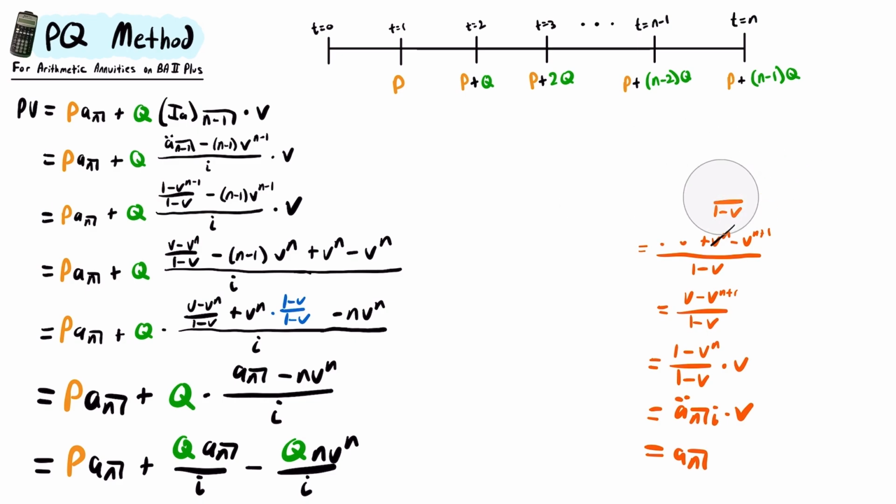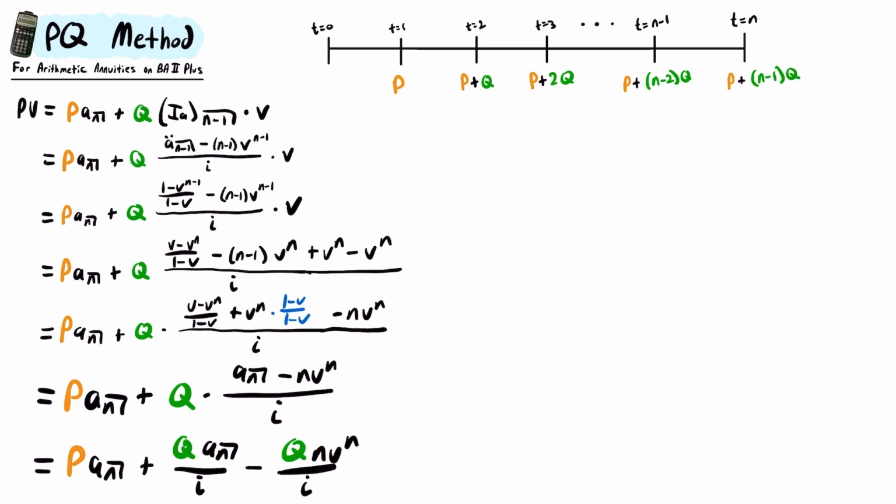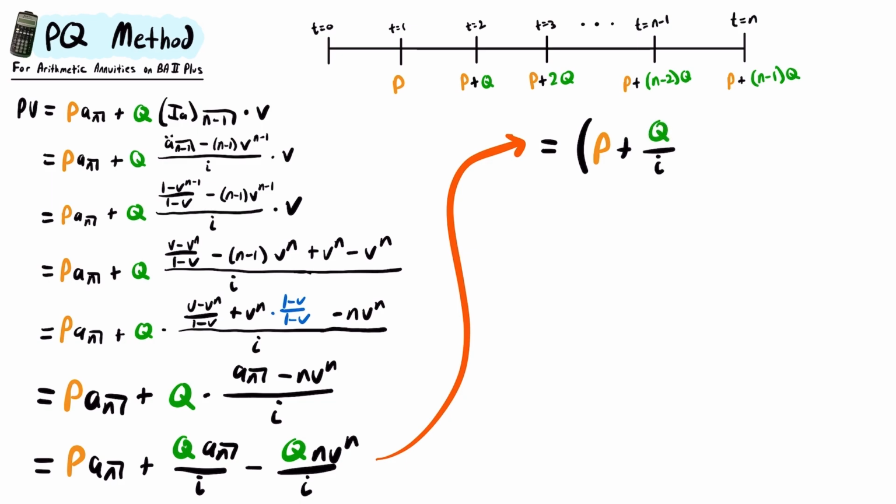Okay, and now I'm going to continue that work over here because we're almost there. We've almost found our PQ method. If we pull out the common factor of this annuity immediate notation from these two terms, we'll be left with a coefficient of P plus Q divided by I multiplied by a angle n, right? We pulled this notation out of these two terms, so you're just left with P plus Q divided by I.